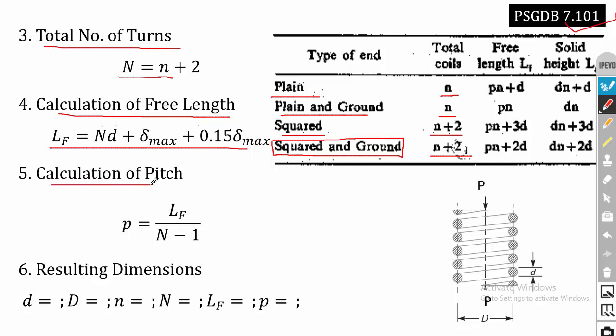Then the fifth step is calculation of pitch. So p is equal to LF divided by N minus 1. LF is free length, capital N is the total number of turns. You can substitute it and you can calculate the value of the pitch. After calculating all the dimensions, the sixth step is resulting dimensions. You can write all the answers along with this drawing. A simple drawing is enough. So this is the design procedure for helical compression spring. In all the problems, you are going to follow this same procedure.